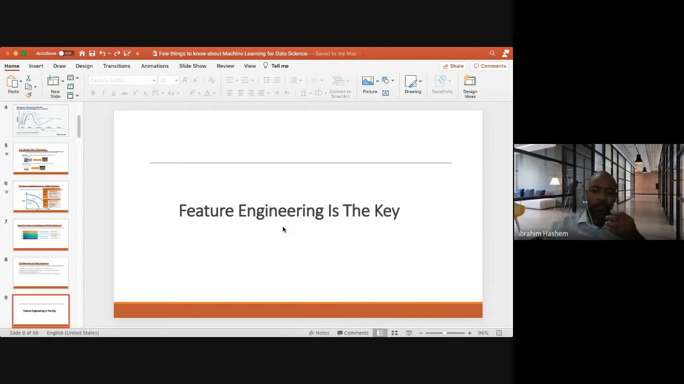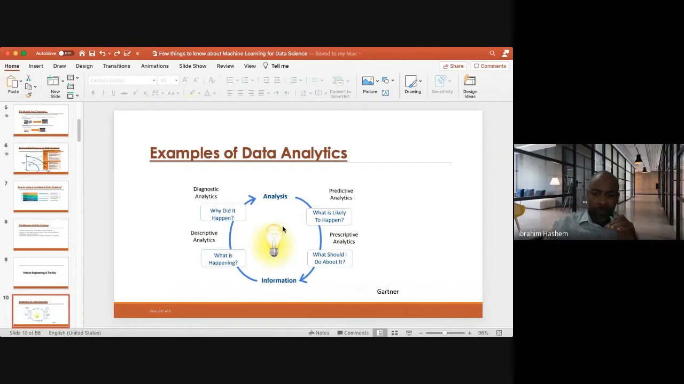I will not spend much time on this, but this is basically what we have as the life cycle of data analytics. We have four types of analytics, all part of data science. One is predictive analytics, and we have prescriptive analytics, descriptive analytics, and diagnostic analytics. Those four types of analytics depend on the type of questions we ask.